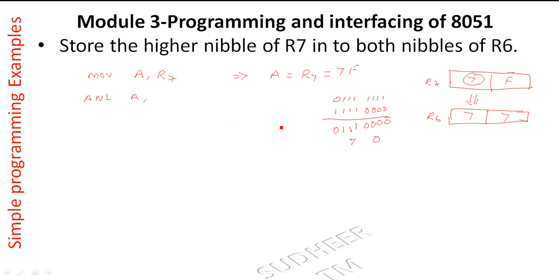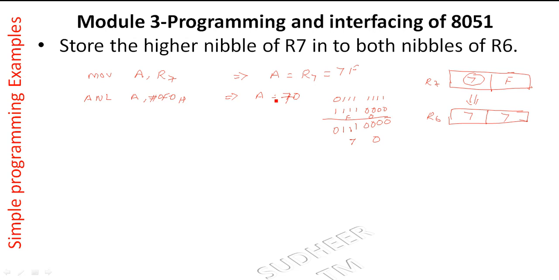So the data to be ANDed with the accumulator is F0. This 1111 is F and this is 0. So ANL A comma #F0H. Sometimes we should keep the 0 here also. After executing this instruction, our accumulator will be 70. We now have the higher order nibble of the R7 register in the accumulator.